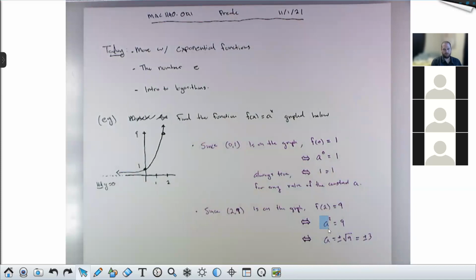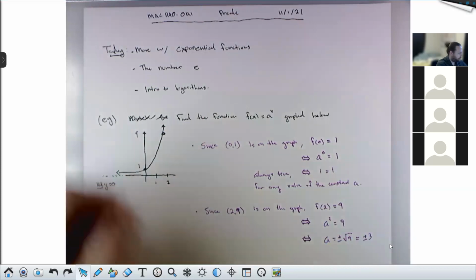If you were to plug positive 3 in here, positive 3 squared is 9. That's true. If you were to plug negative 3 in here, negative 3 squared is also 9. So I've got these two solutions, but only one of them is going to give me the function that I have graphed here. Which one should I take and why?